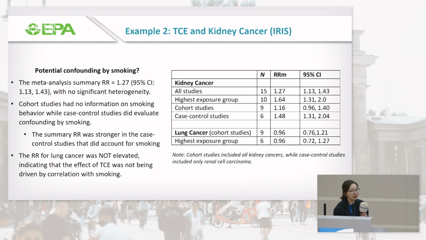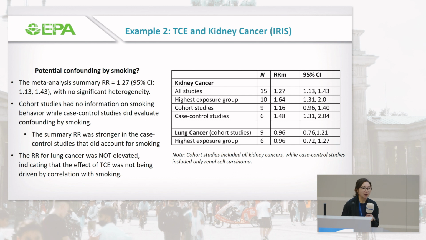So I mentioned that we looked at studies in different groupings, one of these being cohort studies versus case control studies. And in most cases, the cohort studies did not have information on smoking, while the case control studies did. However, when we look at the case control study relative risk from meta-analysis, just for case control studies, the relative risk was 1.48 compared to 1.16 for cohort studies. And it didn't seem that the result was being driven by uncontrolled confounding by smoking that was not accounted for in those cohort studies.